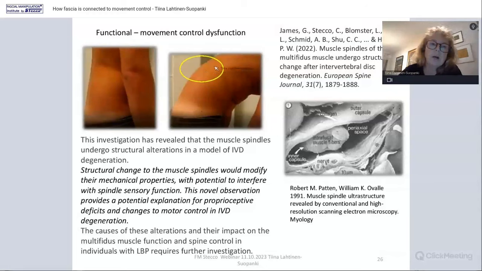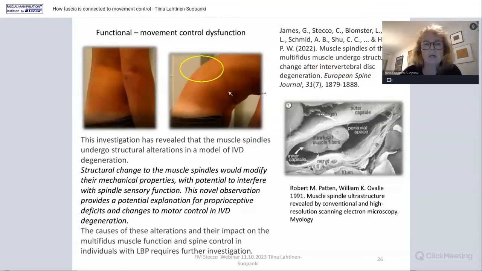So now, if we get back to the things that we see, the movement control disorder, why shouldn't we go around and check the surroundings of those receptors that are guiding these movements? So this looks like there is a lack of control in that area, and then the muscles are the same over a couple of segments, but on that area where they had the problem, the most important proprioceptive element has changed.